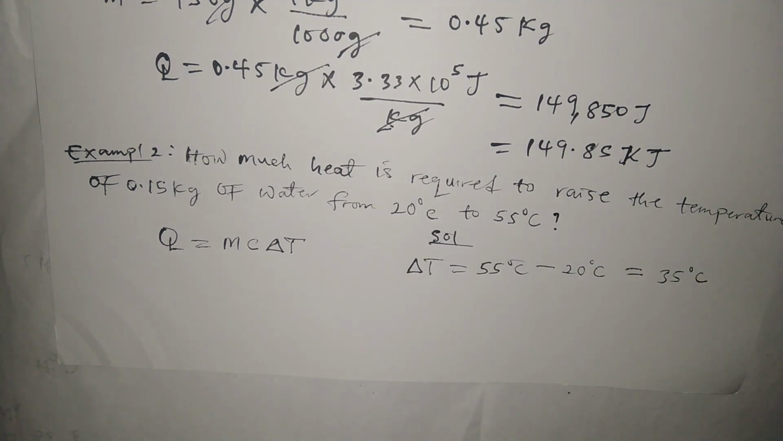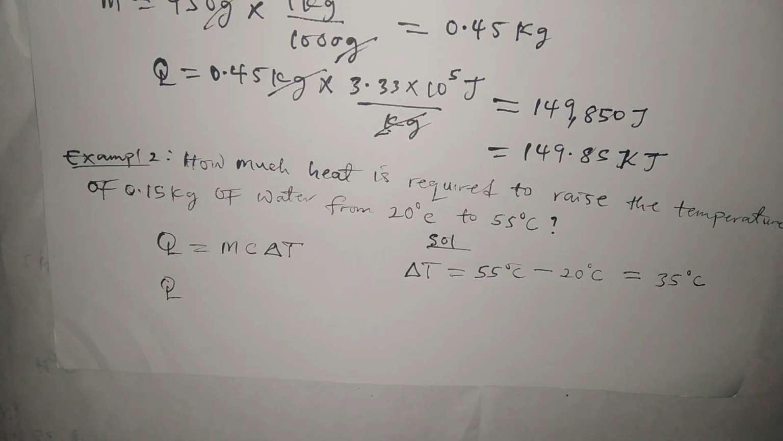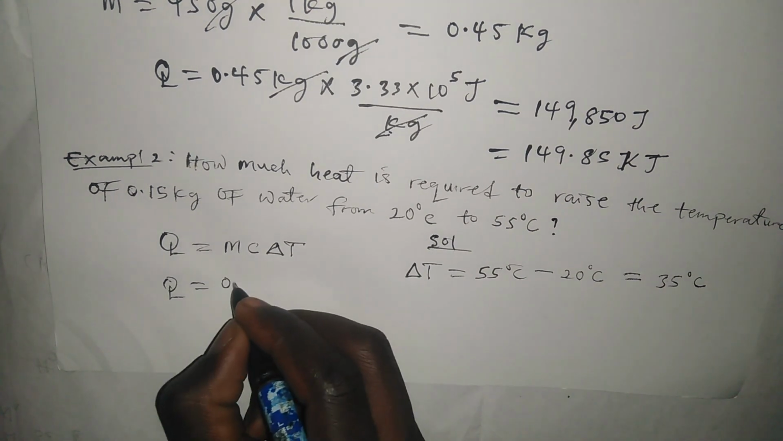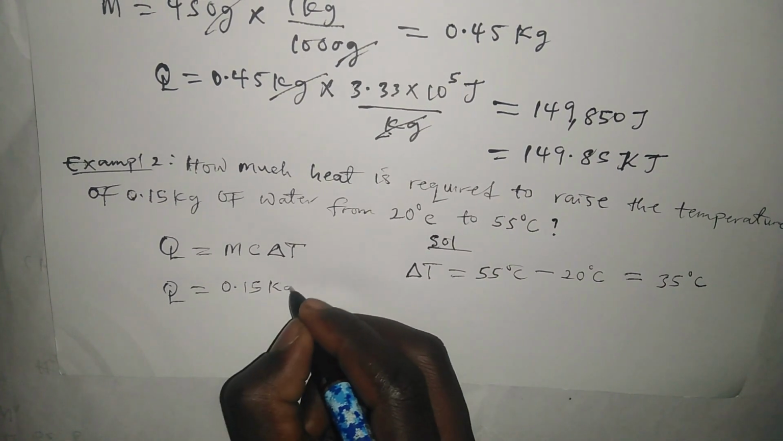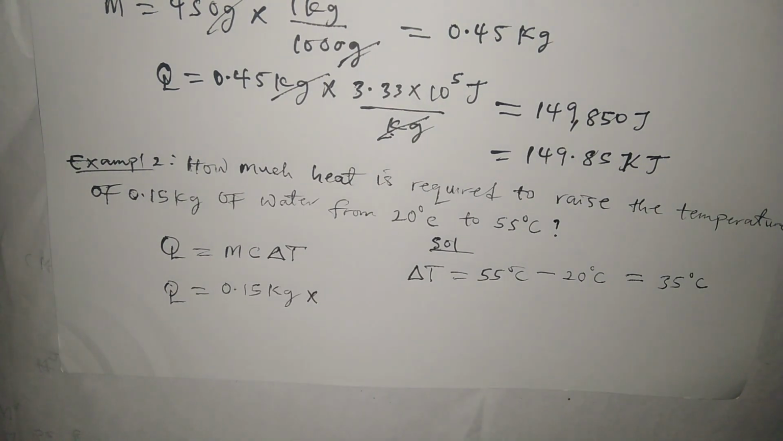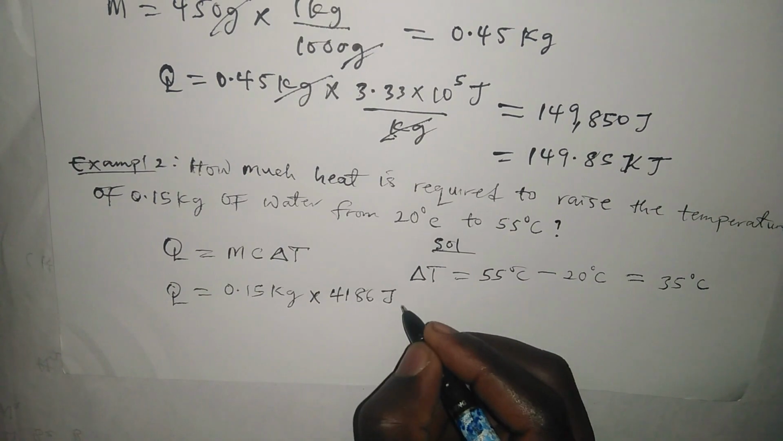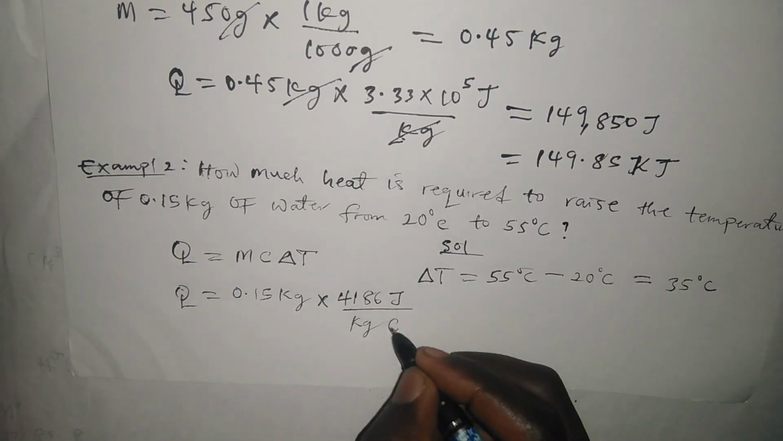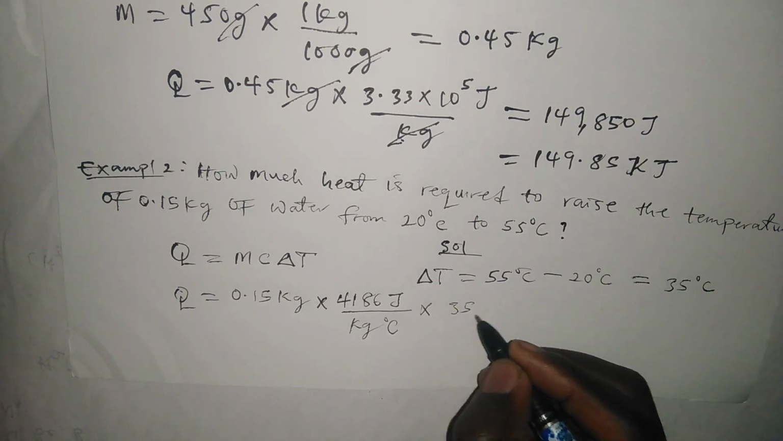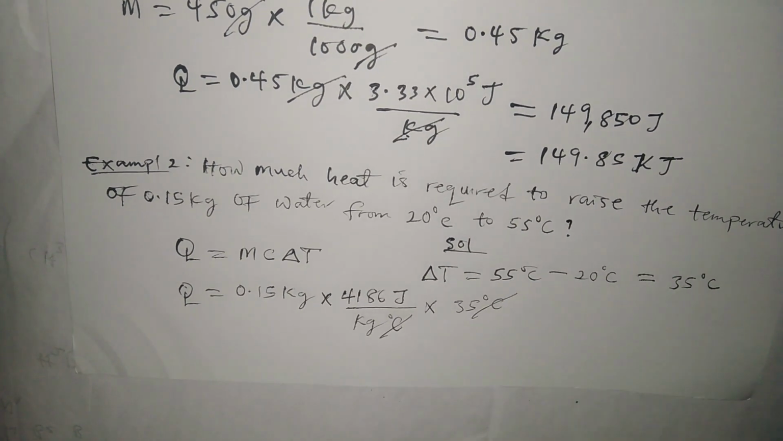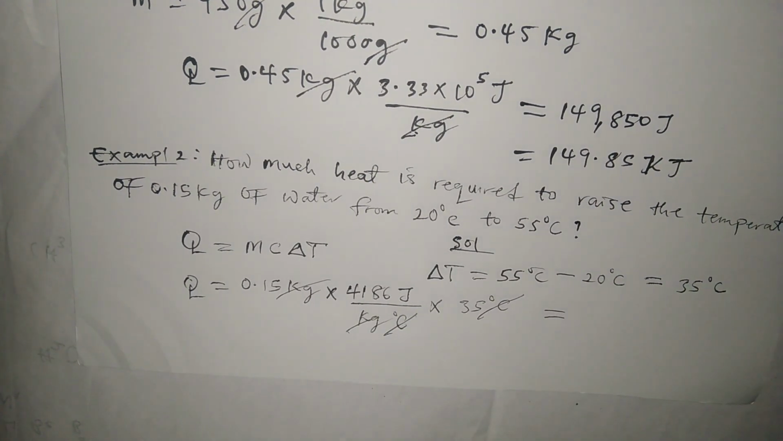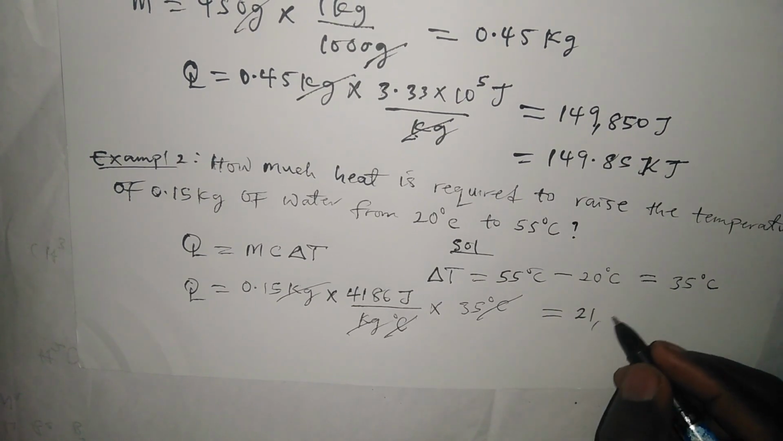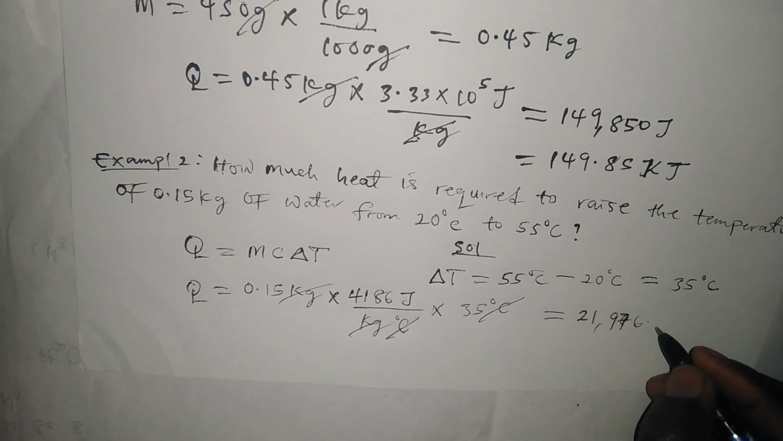And we know our mass to be 0.15 kilogram. So therefore, Q, which is the amount of heat, is equal to the mass 0.15 kilogram multiplied by the specific heat capacity of water, which is 4186 joules per kilogram per Celsius, multiplied by the change in temperature, which is 35 degrees Celsius. Now, degrees Celsius cancels degrees Celsius, and kilogram cancels kilogram. Our final answer is going to be 0.15 multiplied by 4186 multiplied by 35, which is equal to 21,976.5 joules.